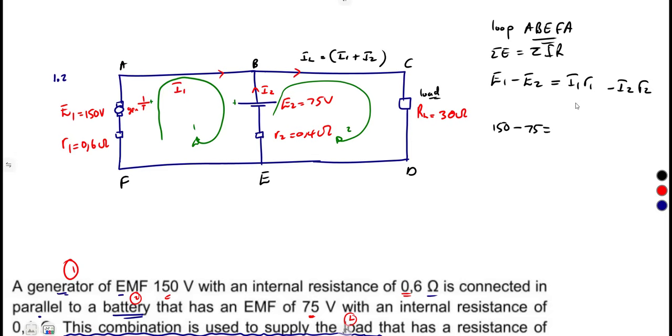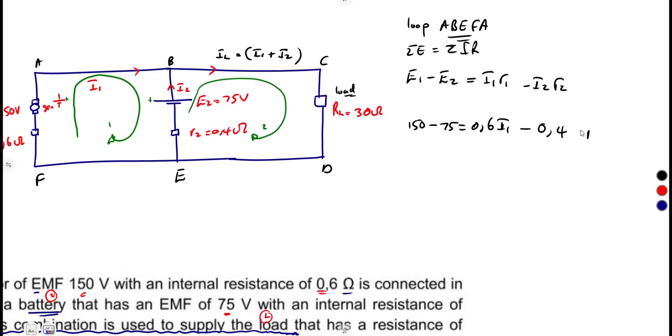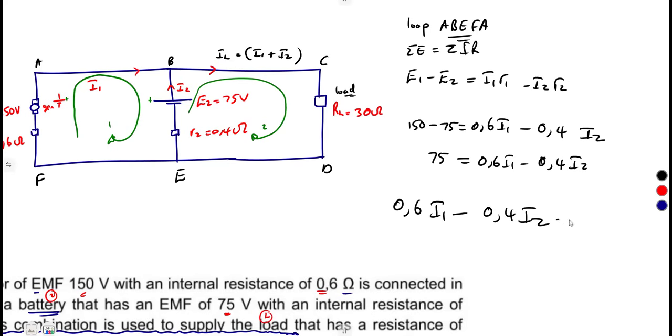Just like that. So you're going to substitute: 150 minus E2, which is 75, is equal to I1 times R1. R1 is 0.6, so 0.6 times I1. R2 is 0.4 times I2. So 150 minus 75, that's 75, equals 0.6 I1 minus 0.4 I2. So this is what you have as your equation.